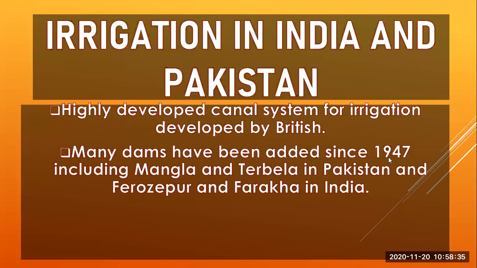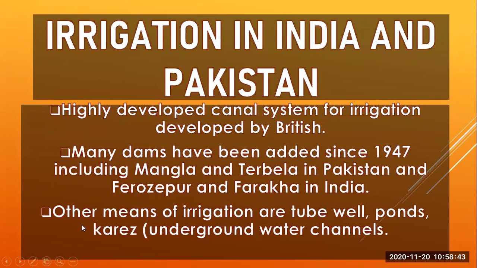Then afterwards they were built furthermore, and here comes another point. Other means of irrigation are tube wells, ponds, and karezes. Apart from dams and the canal system, there are other means of irrigation that include tube wells, ponds, and karezes. What are karezes? Karezes means underground water channels.